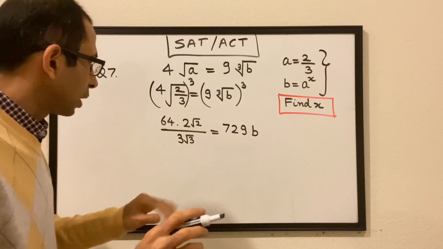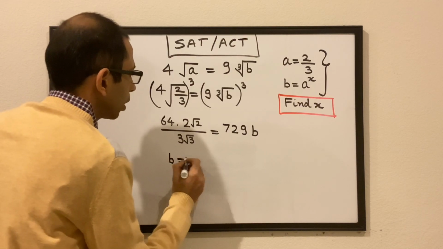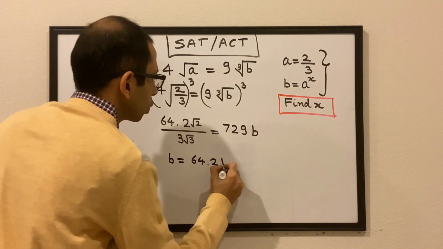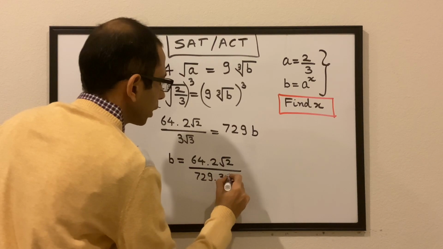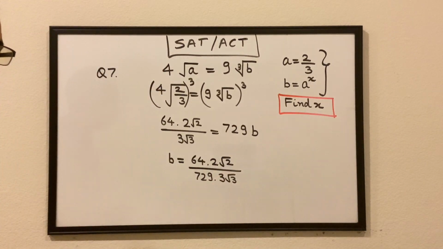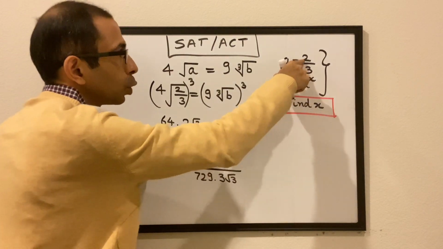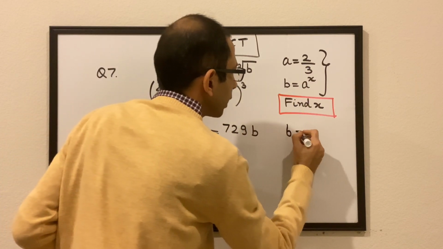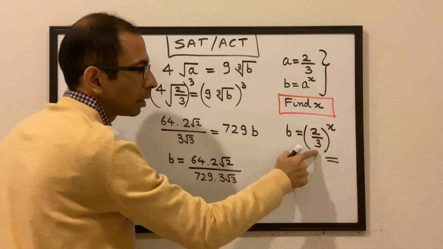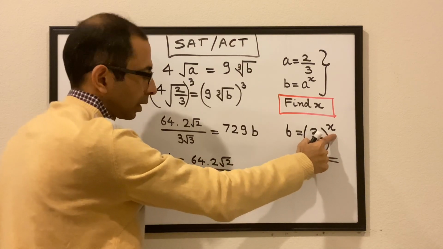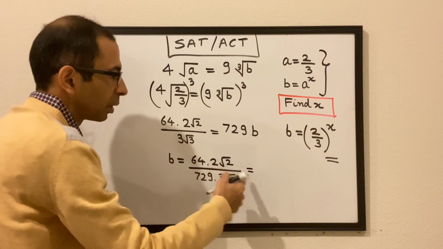So a lot of radicals here, but that's fine. Let's see. Okay, so bring 729 here. So b is equal to 64 times 2 root 2 divided by 729 times 3 root 3. Correct? Now we have to write b in terms of a, and a is 2 over 3. So our aim is always to write b in terms of this, correct? We have to write b in terms of this. Only then we can get the value of x. So let's see how can we write the numerator in terms of 2 and the denominator in terms of 3.